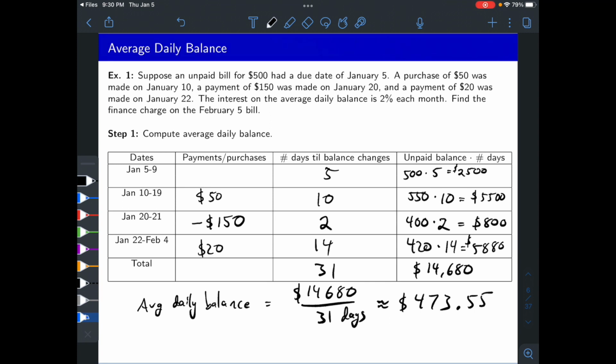Okay. So yeah, that's the average daily balance, and this number seems about right because for like 15 days the balance was hovering between 500 and 550. And then for the next 16 days, the balance was hovering between 400 and 420. 473 is like somewhere in the middle of all that. So that kind of checks out.